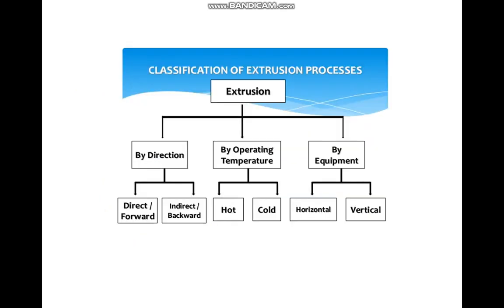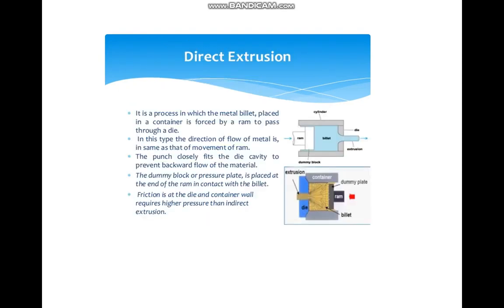So this is the basic classification of the extrusion process. According to the direction, it is classified into direct or forward extrusion process, and indirect or backward extrusion process. According to the operating temperature, if it is above the recrystallization temperature, it is called a hot extrusion process. If you are carrying out the working of metals at room temperature, then that is called a cold extrusion process. According to the position of equipment, it is again classified into horizontal extrusion and vertical extrusion process.